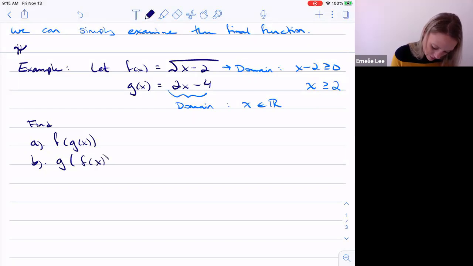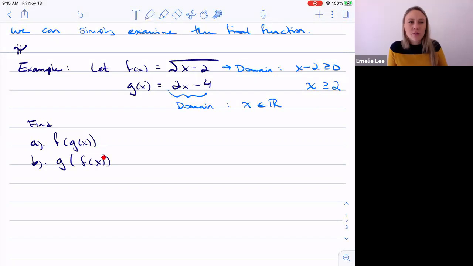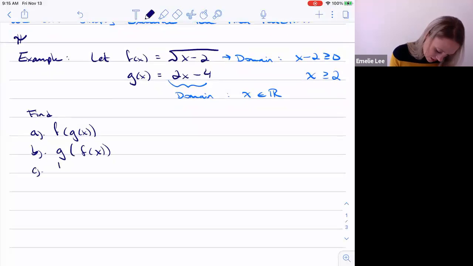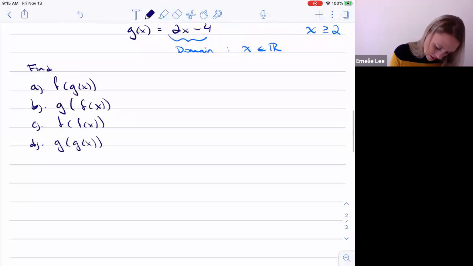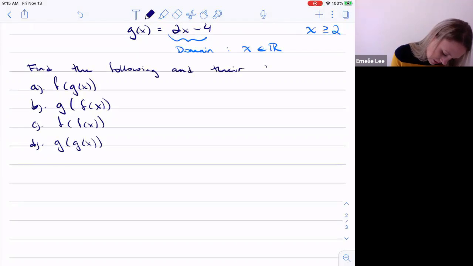Okay, very important that we see that these two things are never or very rarely going to be the same thing, right? Unless they're kind of the same functions. That would be the only scenario. So these are always going to be different. So that's important. And let's also find f of x and also g of x. Why not? Okay. Find the following and their domains.